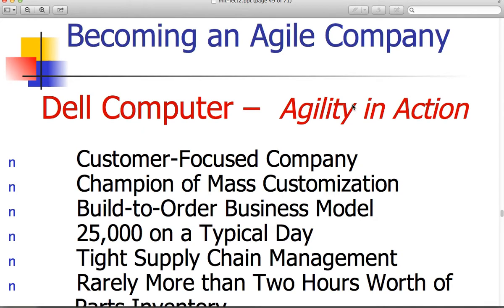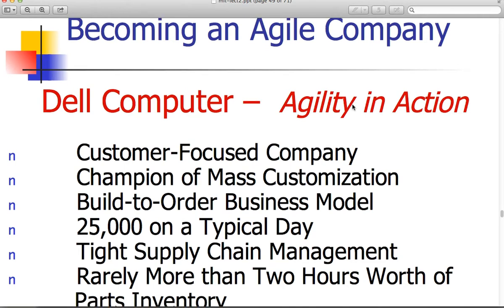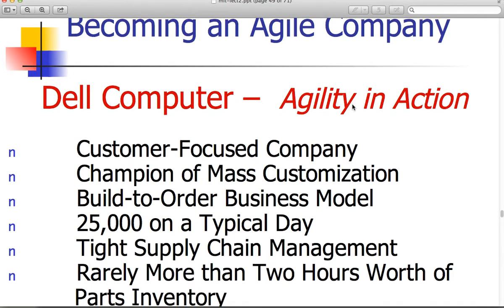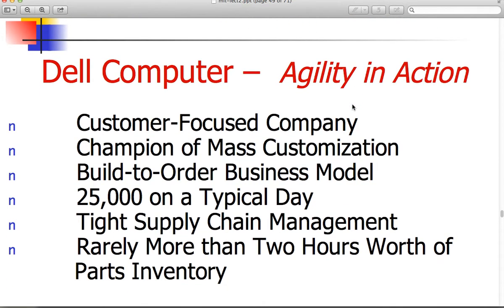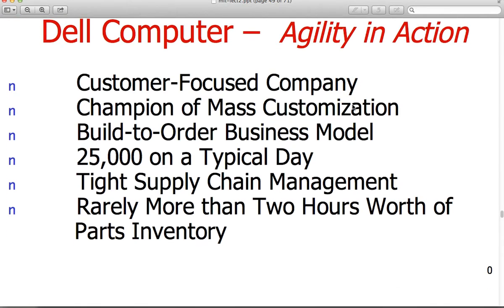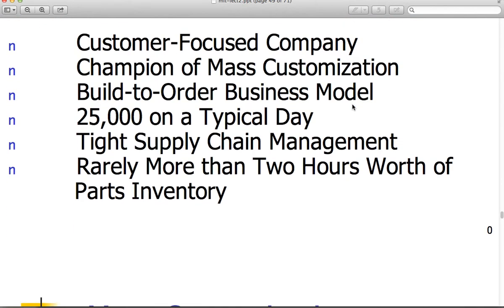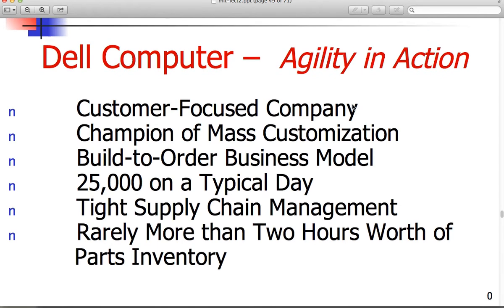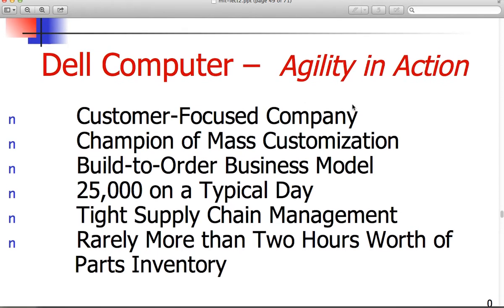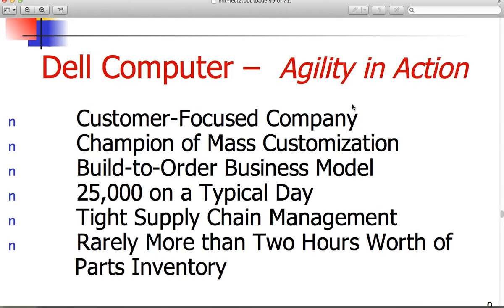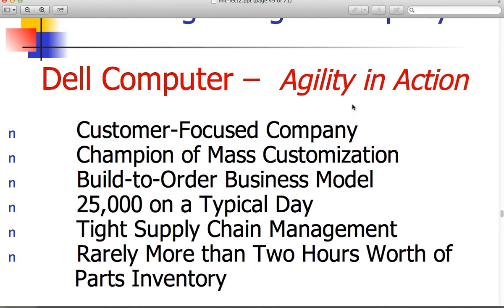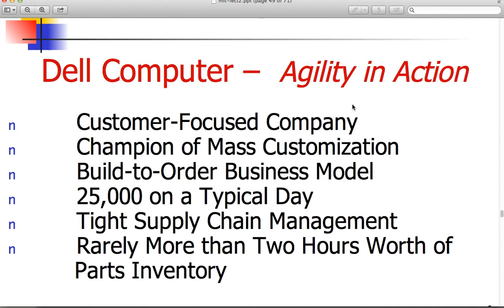They're customer-focused, market-focused, and champions of mass consumption. They make huge lots of business systems and computers in general. Built-to-order business, 25,000 on a typical day, tight supply chain management, rarely more than 2 hours' worth of parts and inventory. That's pretty good. You're streamlining your costs, you're streamlining your manufacturing, you're making it so your costs are minimal, because the cost of inventory is a huge consideration these days.